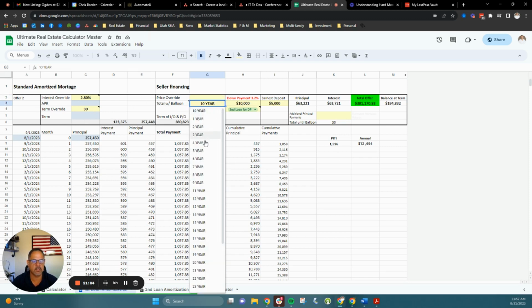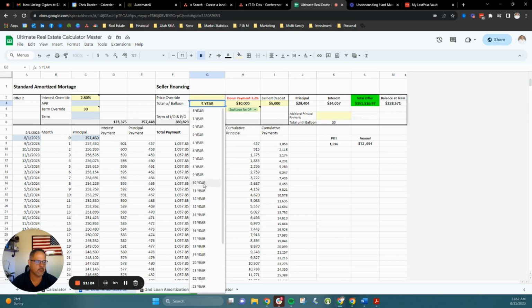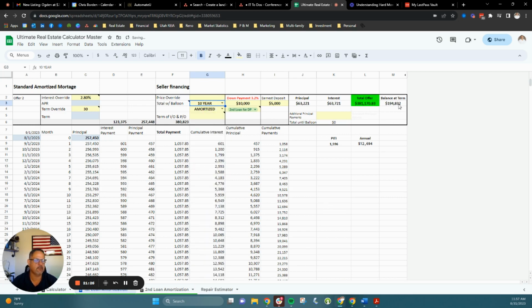I can change the balloon time frame. So when is the particular note due? I can make all of those changes, and then it's going to recalculate out the total amount that I would pay for this note and what my balance would be at the term. So at the end of 5 years, what will my balance be? I'll change it back to 10, and you can see this number will go down.